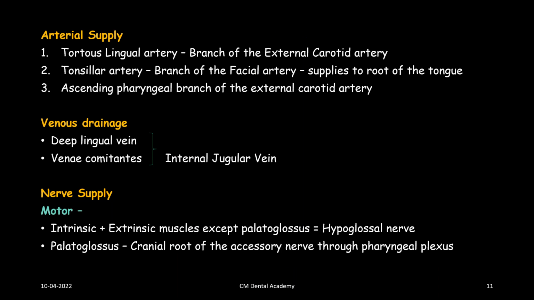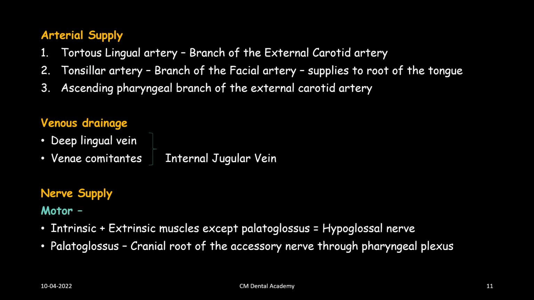The blood supply to the tongue is mainly by the lingual artery, which is a branch of the external carotid artery. A tonsillar artery, branch of the facial artery, also supplies the root of the tongue. And the tongue is also supplied by the ascending pharyngeal branch of the external carotid artery. The deep lingual veins provide the venous drainage to the tongue, which further drains into the internal jugular vein.